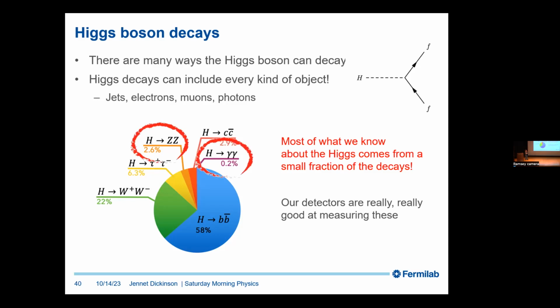But actually, most of what we know about the Higgs comes from an extremely small fraction of the decays. So the Higgs decay to 2 Z bosons and the Higgs decay to 2 photons. You can see this is like a super small slice of the pie. But we do a really good job of measuring the Higgs with these because we're super good at measuring these types of objects.